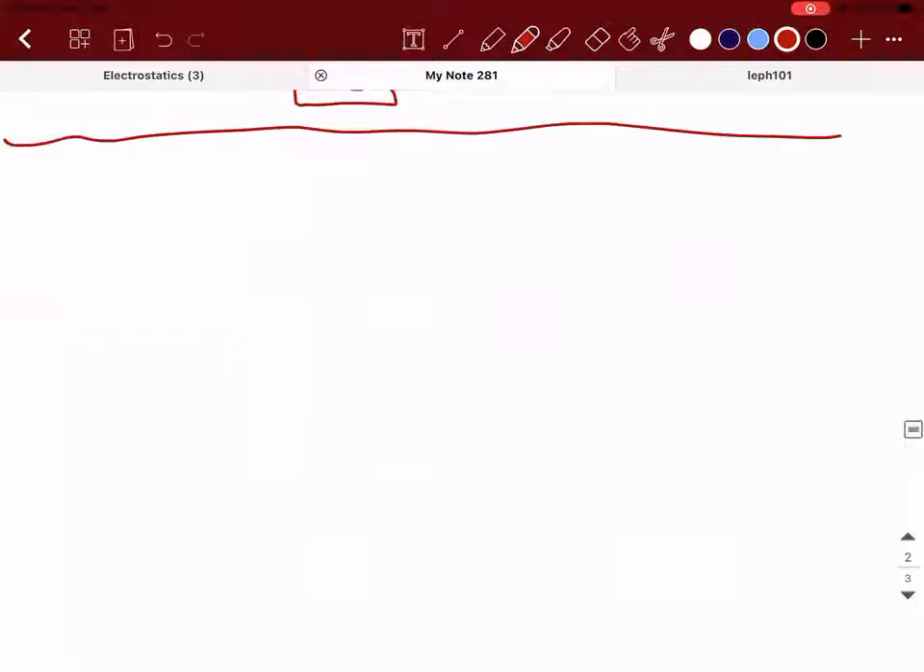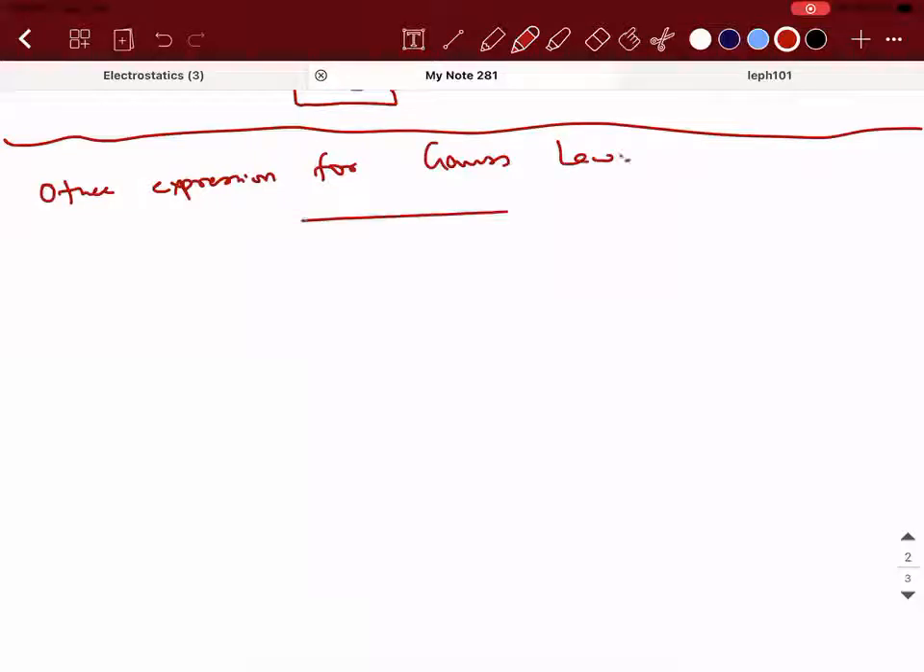Now, there is another way of writing Gauss law, another expression for Gauss law. Please write it down. It says something like this. This side, it is clear: net charge enclosed divided by epsilon naught. But on the left hand side, the flux parameter is there, right? What is the flux value I told you? E vector dot A vector, right?